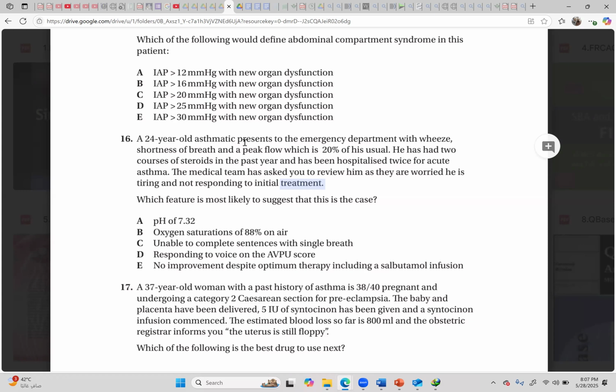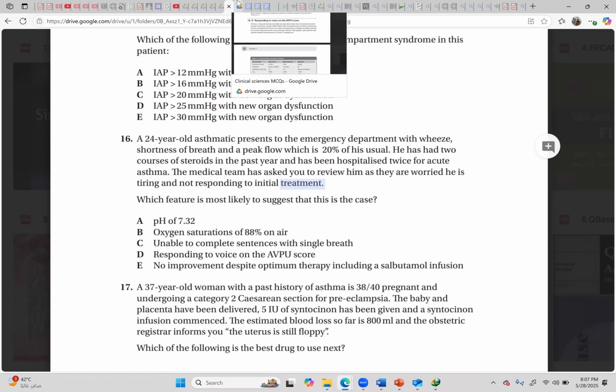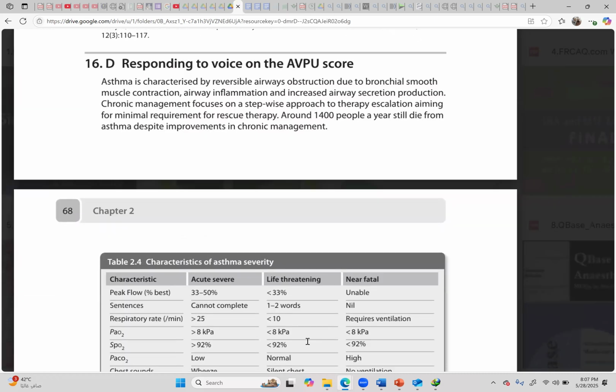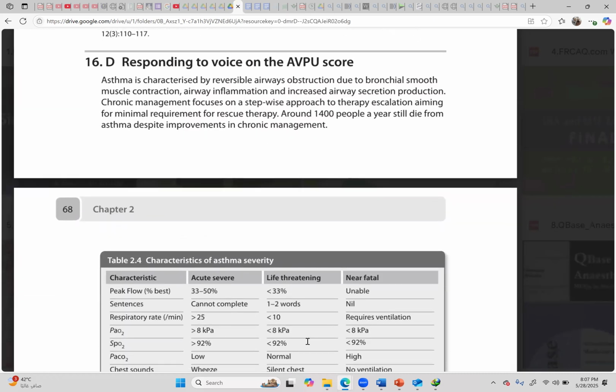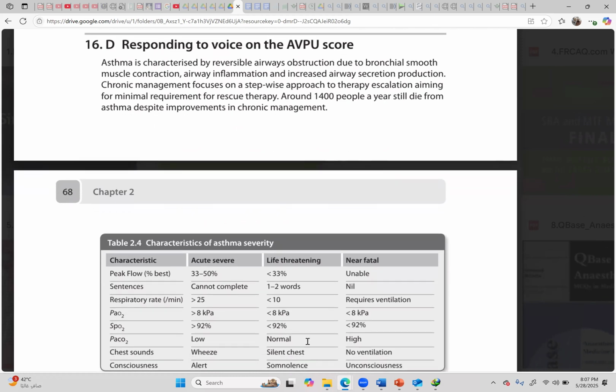So let's see what explanation they have given. It's a reversible airway obstruction due to bronchial smooth muscle contraction, airway inflammation, and increased airway secretion production. So that's what I have explained to you. Stepwise approach to therapy, escalating, aiming for the minimum requirement for rescue therapy.